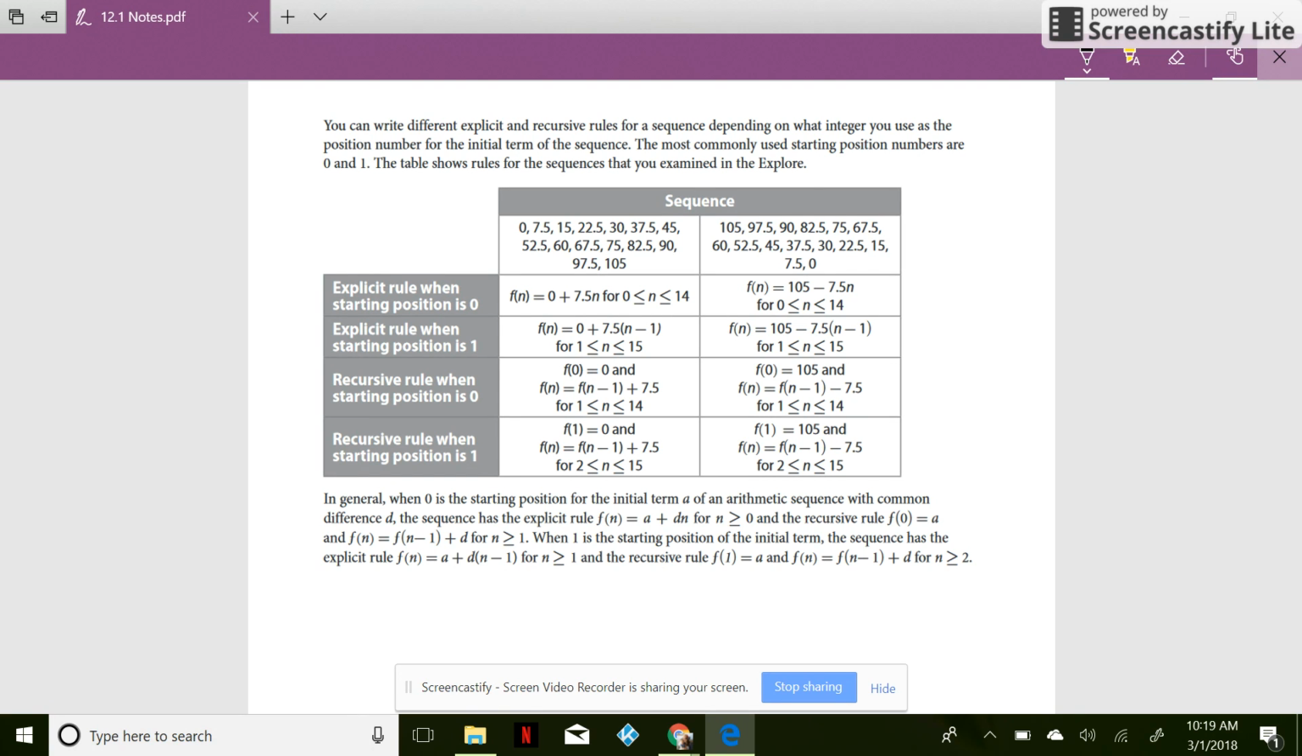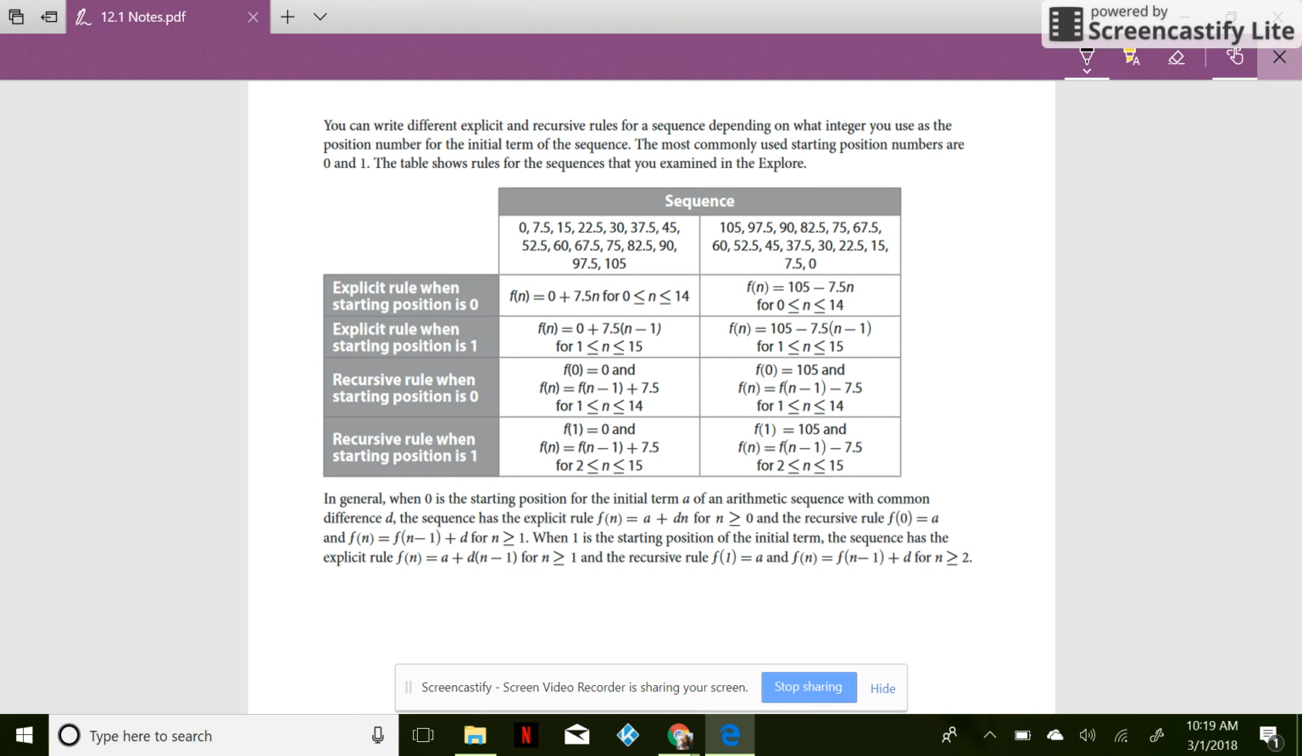So the recursive rule. Recursive rule, you have to give what's your initial position. So f of 0 is equal to 0. We're starting on the ground floor. Our position is 0. And so then the function is f of n is equal to f of n minus 1 plus 7.5 for n between 1 and 14. So what you're doing is you take your previous answer and then you add 7.5 each time. So you have to find each value in order to find the next position.